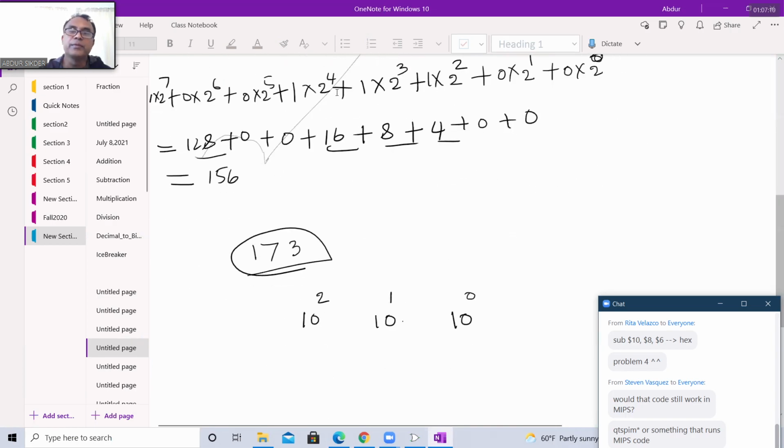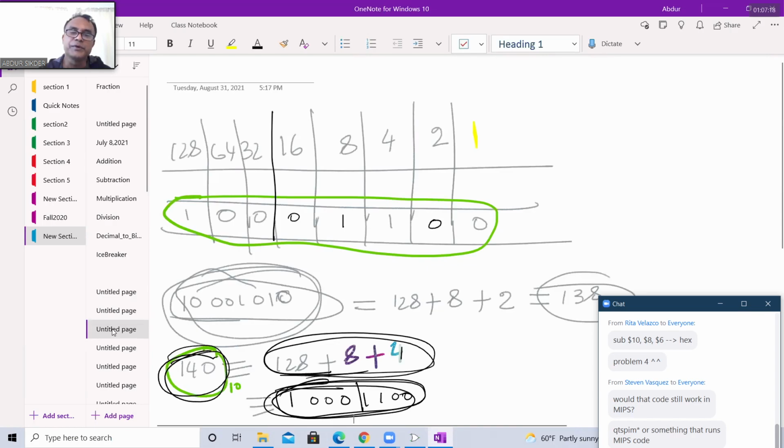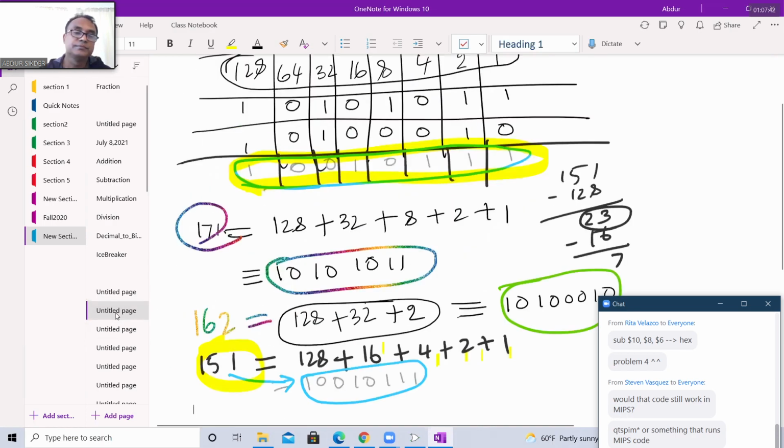And then we have this 156, converting. And I have this chart. 138, another number. How do you split it? 128 plus 2. And then I use this chart, it gives you a binary number. 140, you can split in this way. And then you can use this chart and convert it to binary. Okay, for example, here 171, 162, 151, using this chart.